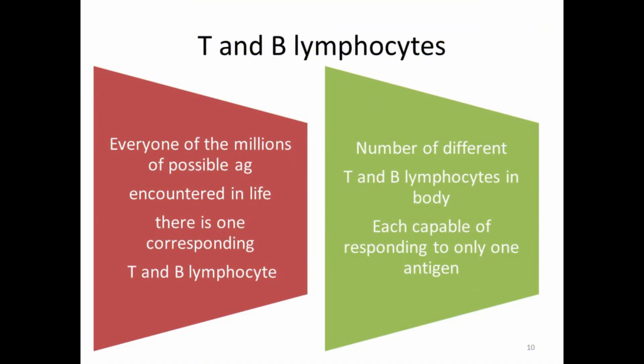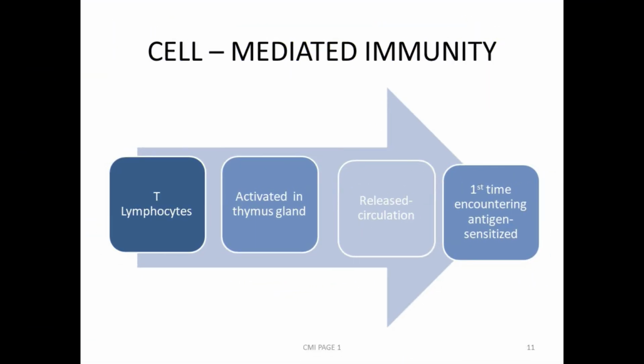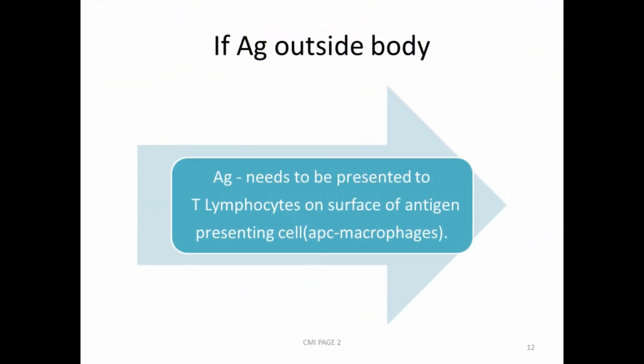Every human being encounters millions of antigens in their life. There are a number of different T lymphocytes and B lymphocytes in the body, each capable of responding to only one antigen. Let's see in detail about the cell-mediated immunity. The T lymphocytes are activated in the thymus and they are released into the circulation. First time they encounter the antigen, they get sensitized to that particular antigen. If the antigen is outside the body, the antigen needs to be presented to T lymphocyte on the surface of the antigen presenting cells, for example the macrophages.